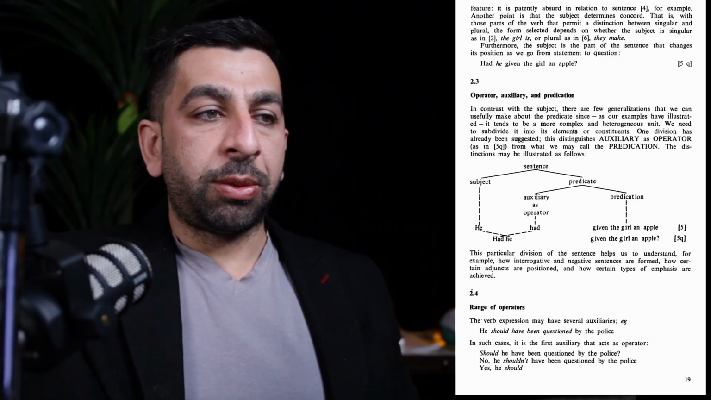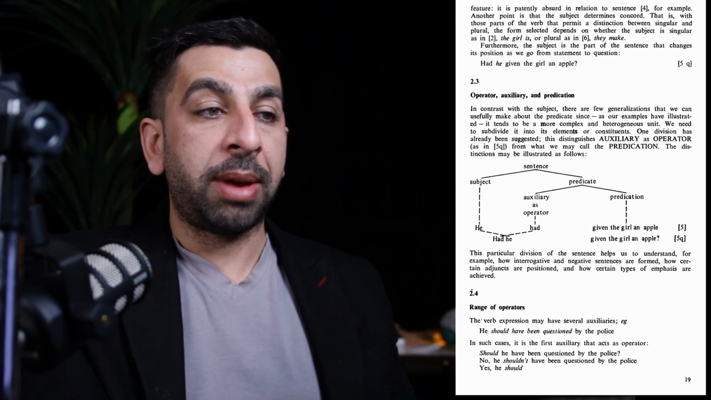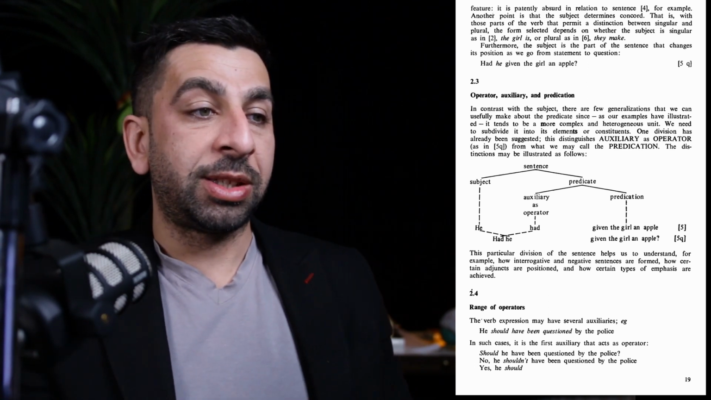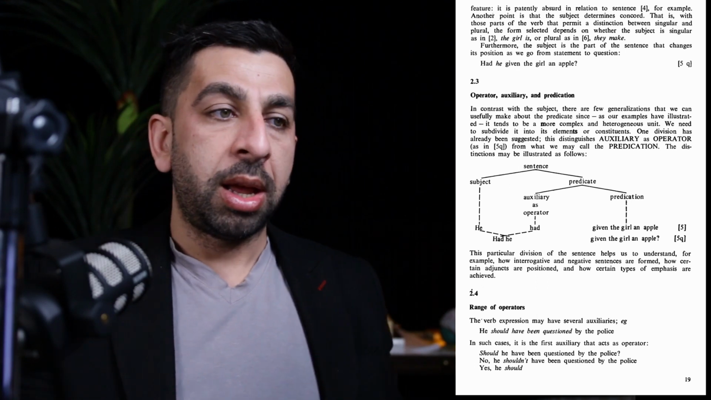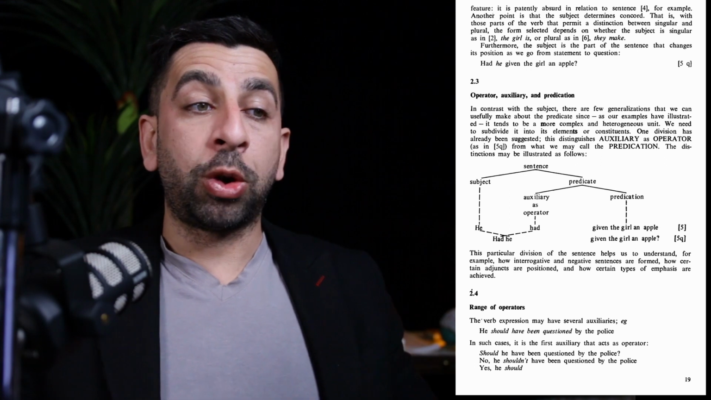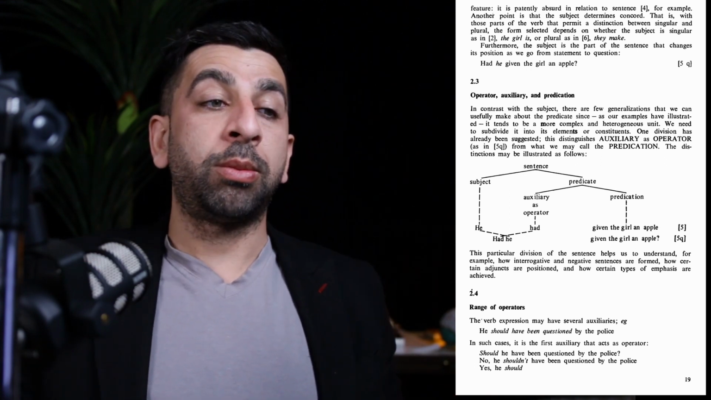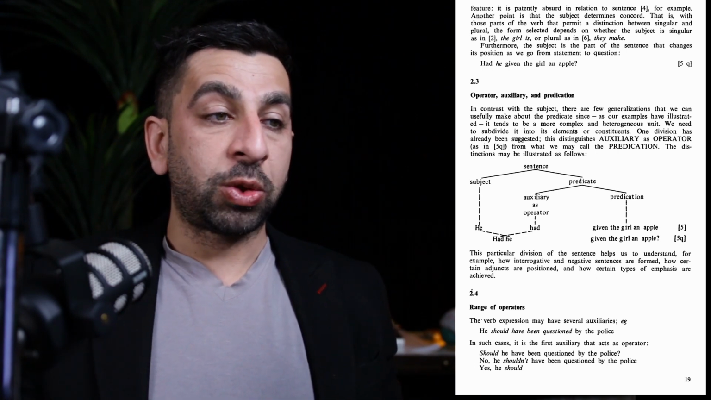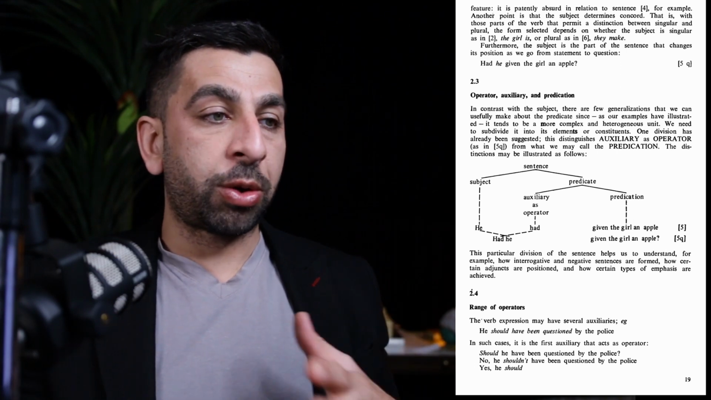In contrast with the subject there are few generalizations that we can usefully make about the predicate, since, as our examples have illustrated, it tends to be a more complex and heterogeneous unit. أكثر ما يكون يميل على أنه يكون معقد و heterogeneous، يعني مختلف أو من مكونات مختلفة. We need to subdivide it into its elements or constituents. One division has already been suggested.